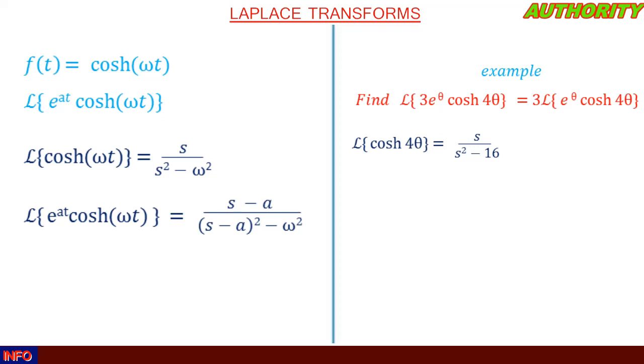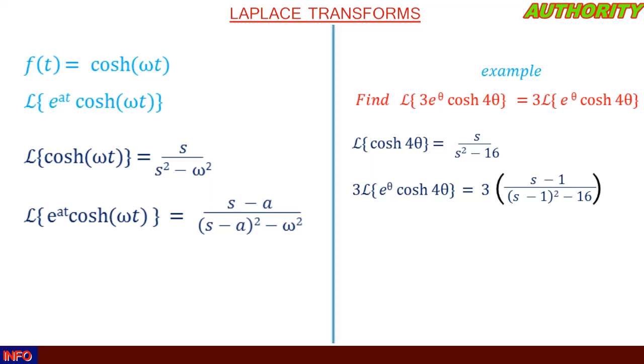So here we have 3, open bracket. In our numerator we have s minus a, and our a is 1. That means we have s minus 1. In the denominator we have s squared; in place of s, we replace with s minus a, but in this case our a is 1. So we say s minus 1 in bracket squared minus 16.